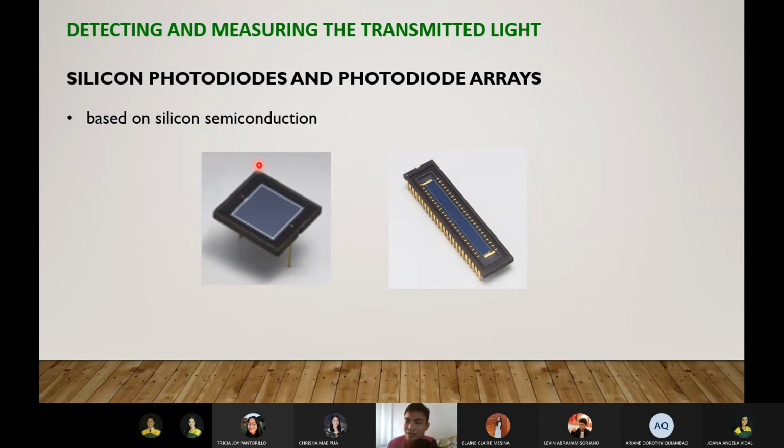So kung meron kayong digital single lens camera, baklasin niyo yung lens. Diba? Napapalitan naman yon. Makikita niyo meron kang photosensor. That is actually a photodiode. So doon tumatama yung light. Then nako-convert yon into images using computers.